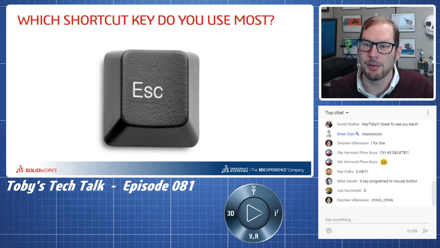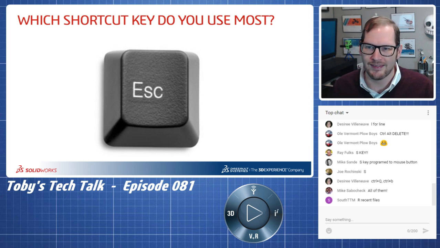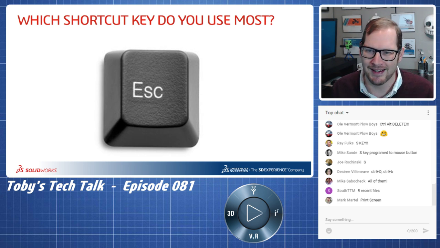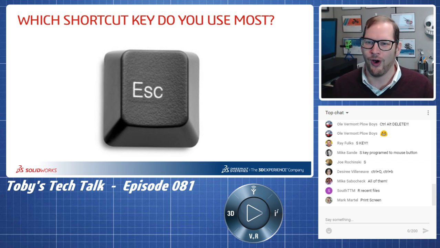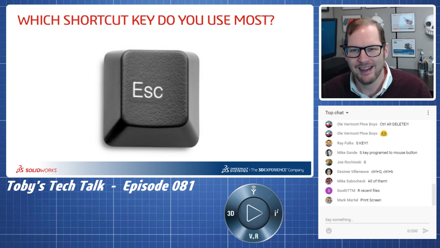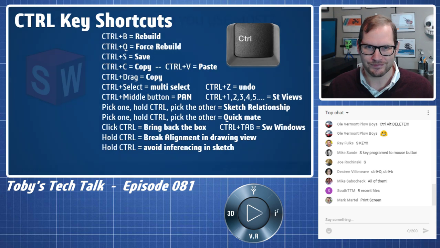But yeah, a lot of people are putting in the chat some of the different shortcuts they use. L for the line, Control-Alt-Delete, the S key. I love the S key. S key programmed right onto the mouse button. That's a good one. All of them, Mike says, yeah, I think that's a great one too. R for recent documents, that's a good one. And of course, Mark loves the print screen command. That's another really good one too.